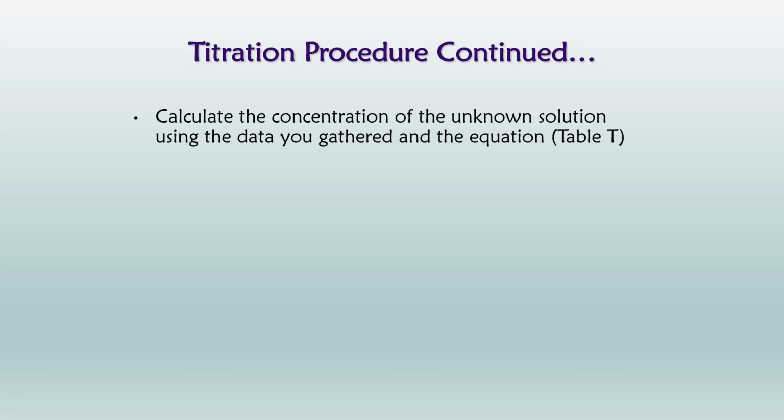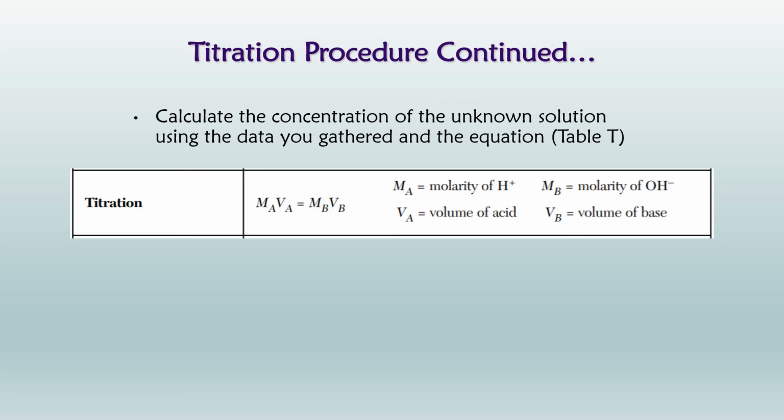Once we have the volume of the standard solution that we have used from the burette, we can go ahead and calculate the concentration of the solution that we have in the flask by using this equation given in Table T. This is called the titration equation, and it reads as MAVA equals MBVB. Sometimes we'll also call it M1V1 equals M2V2. If you see 1 and 2 instead of A and B, that's still the same thing. They have just not specified that with an A for an acid and B for a base.